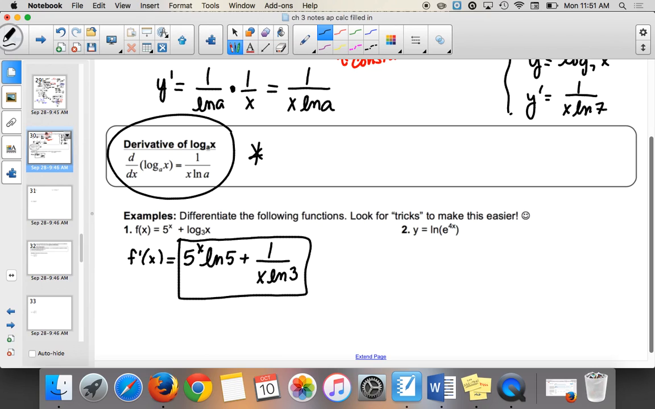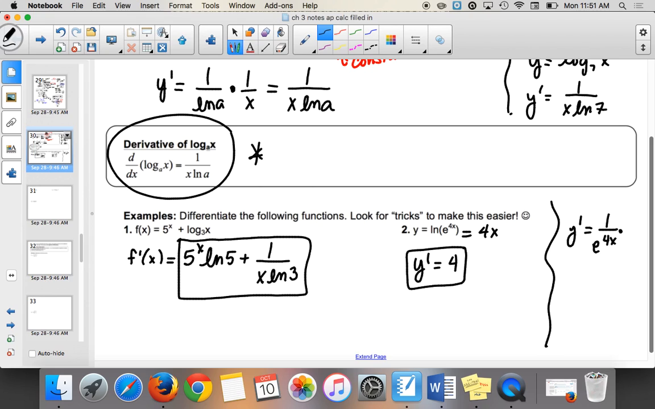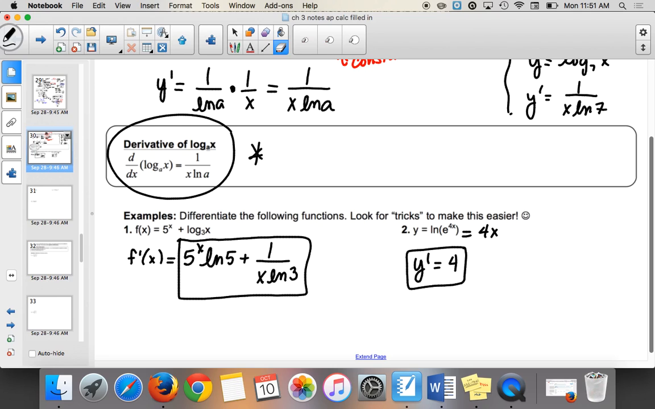If I have natural log of e to the 4x, make it easy on yourself. This all changes to 4x, so the derivative of 4x is just 4. Look how easy that was. If you know your laws of logarithms, it makes your life much easier. If you didn't, you would have to say, this is in the form of natural log of u, so it's going to be 1 over u times the derivative of u, which is e to the 4x times 4, and then those e to the 4x's would go away. So you could do it that way. But why waste your time doing that if you can simplify first?